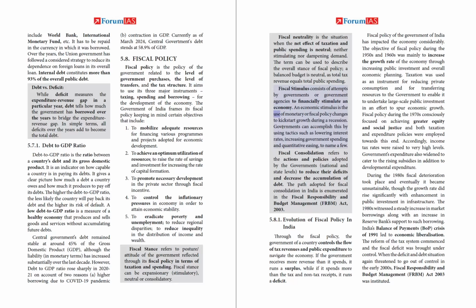An economic stimulus is the use of monetary or fiscal policy changes to kickstart growth during a recession. Governments can accomplish this by using tactics such as lowering interest rates, increasing government spending, and quantitative easing, to name a few.